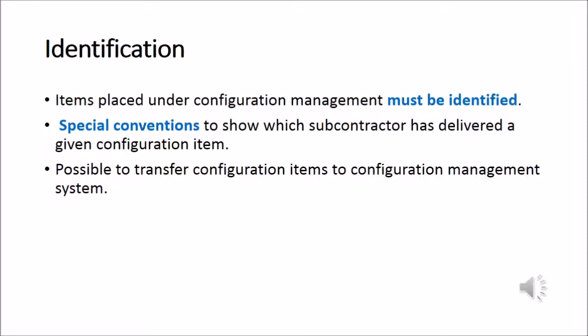Next, identification. Items placed under configuration management with a subcontractor must be identified like all other configuration items. Special conventions for the identification might be necessary, so that the identification will show which subcontractor has delivered a given configuration item. It should also be possible to transfer configuration items to the company's own configuration management system if required, without any problem from the unique identification.